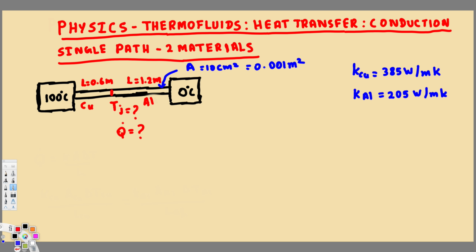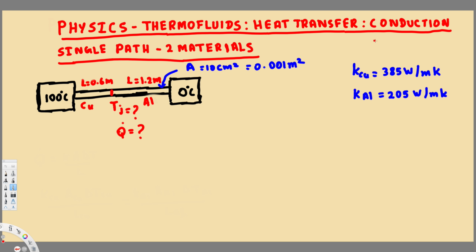So the key information we have to know is that when we have heat transfer in series, it's going to be equal everywhere. So heat transfer for copper and heat transfer for aluminium is going to be equal. That's the thing we have to know in order to solve this problem. Now let's go ahead and solve it.